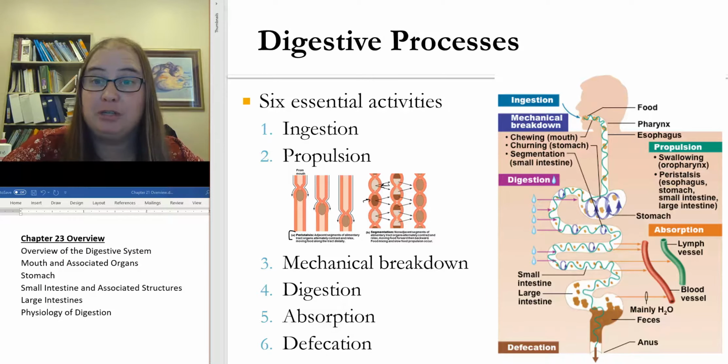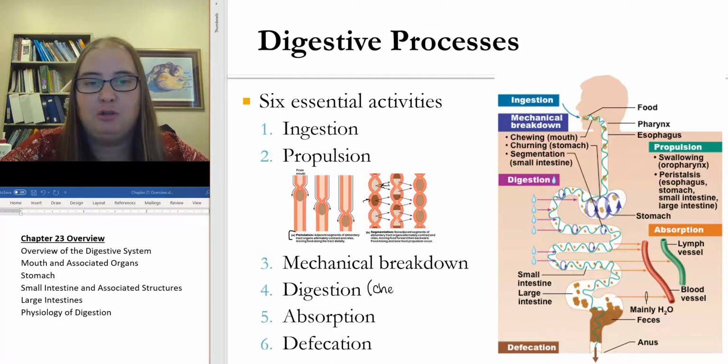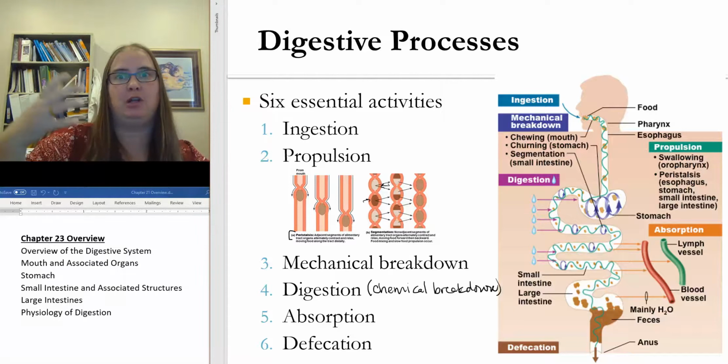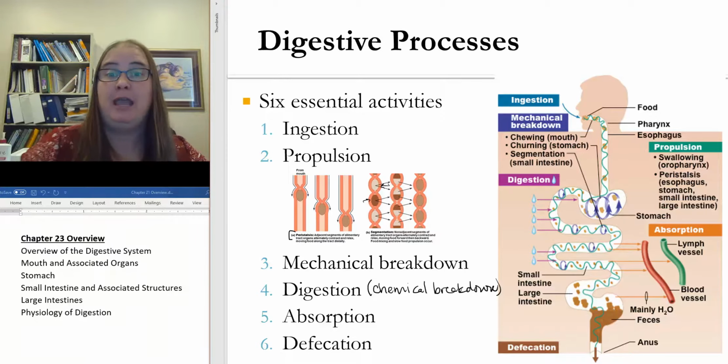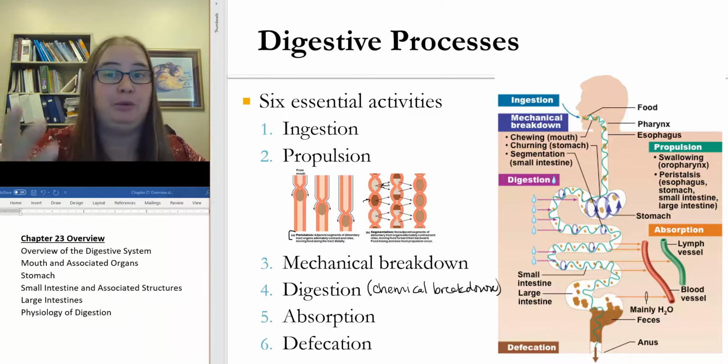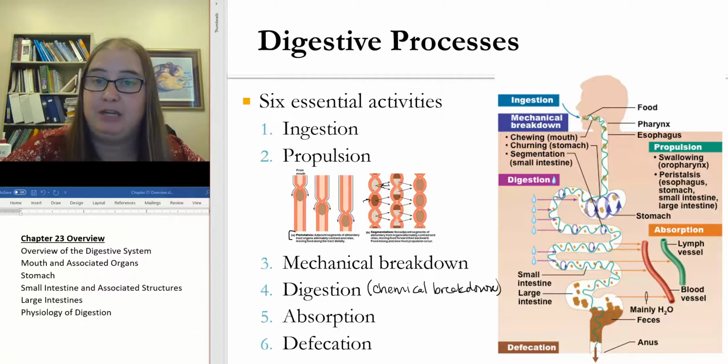The fourth essential activity is digestion itself. Digestion typically involves a chemical breakdown, where we utilize chemicals or enzymes to take our large macromolecules, such as starches, carbohydrates and proteins, and break them down into their building blocks, such as glucose, fructose, galactose, amino acids, and so on and so forth. That is the process of digestion.